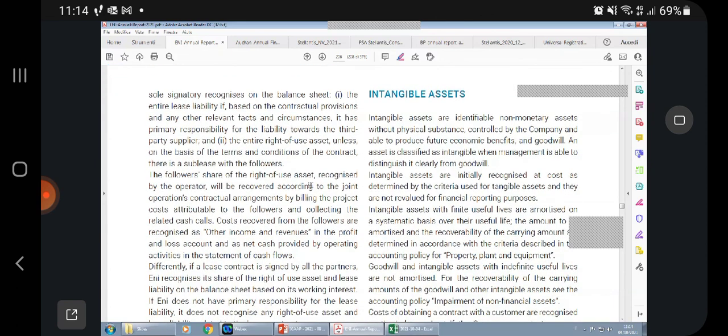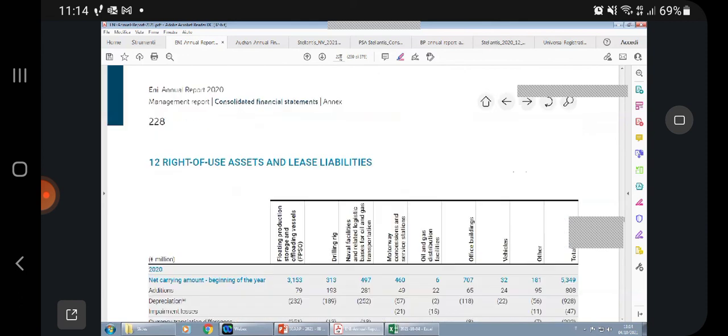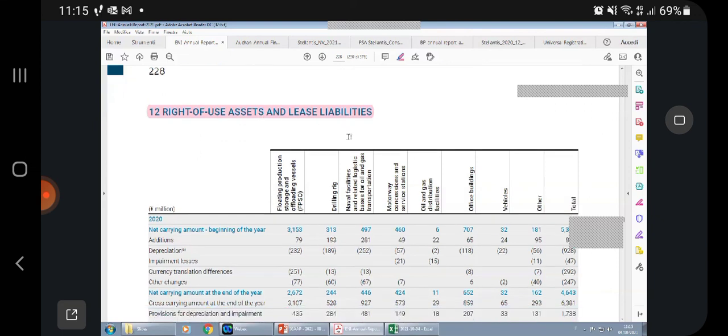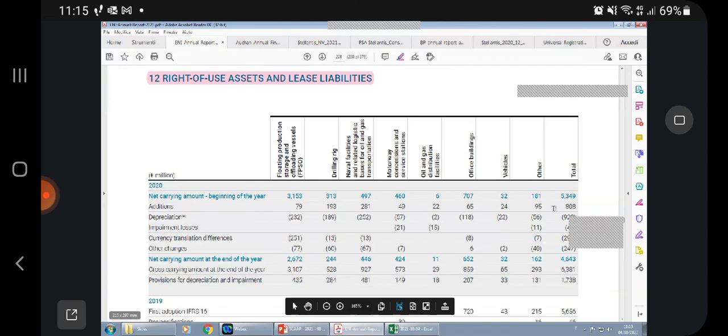If we go to page 228, this is note number 12. In note number 12, there is the breakdown of right of use asset and lease liability. And here we can see the total amount shown in the balance sheet, 4,006,000,000.